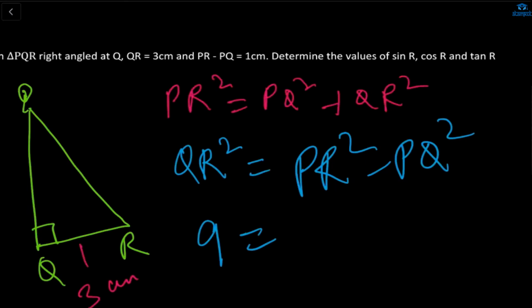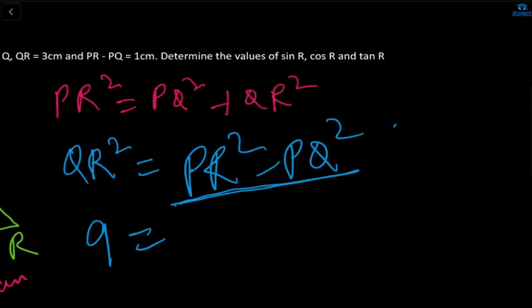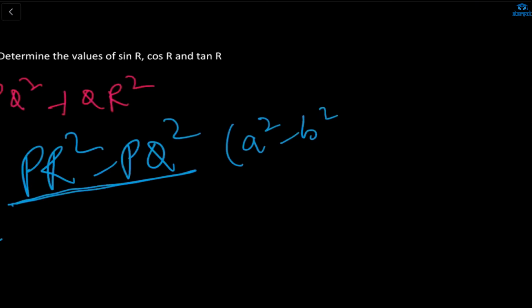Now, how can you do this after this? Any idea? PR square minus PQ square. Ma'am, you have got the value of PR minus PQ. If we had PR minus PQ whole square, then we could put 1 square. But here it is PR square minus PQ square. Now I will see here A square minus B square. Yes, ma'am. We can write this as A minus B into A plus B. These identities are going to be used everywhere. You have to check.